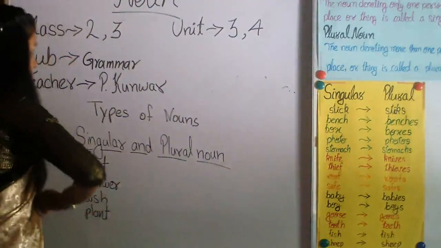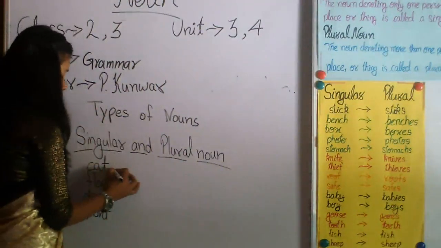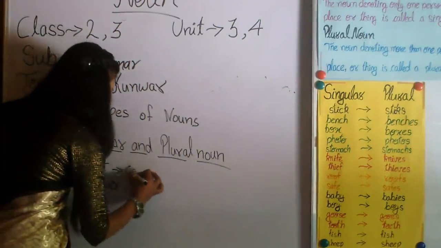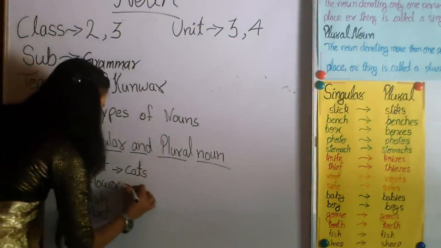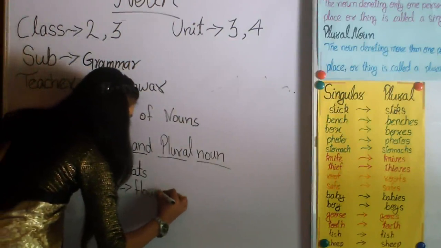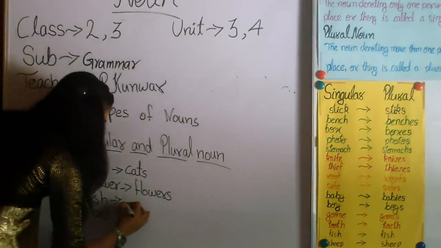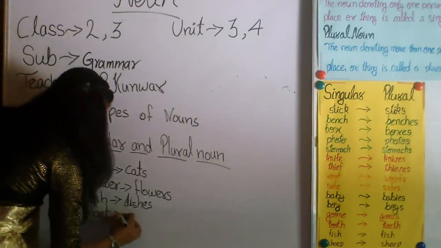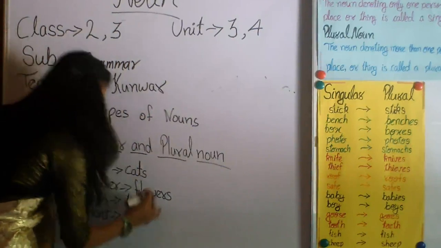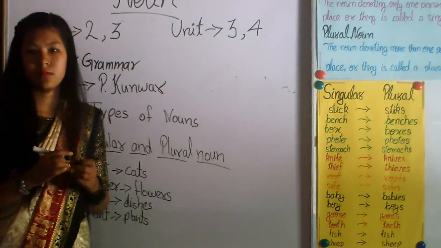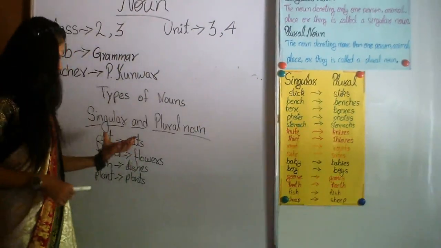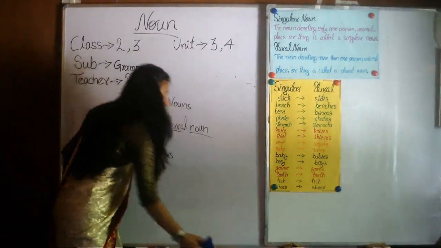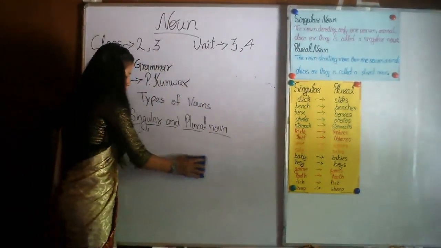Let's write some examples of plural noun, like cat. Let's make plural of cat. Cats, flower, flowers, dish, dishes, plant, plants are the examples of plural noun. So these are the examples of singular and plural noun. There are different rules for singular and plural noun.